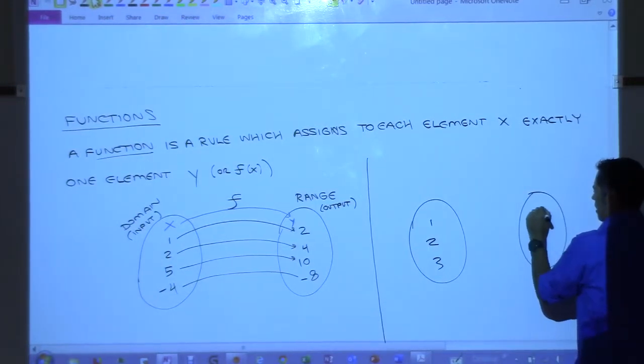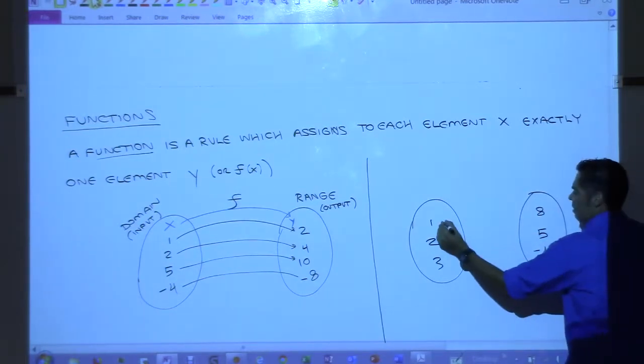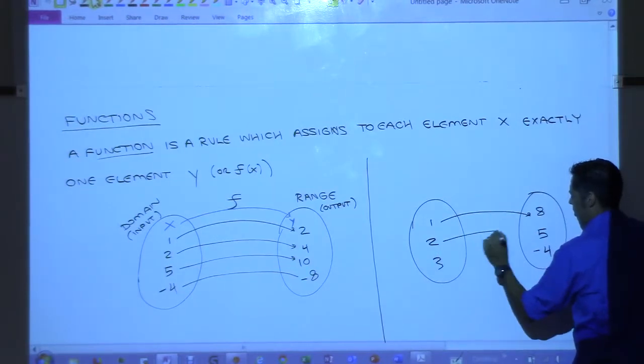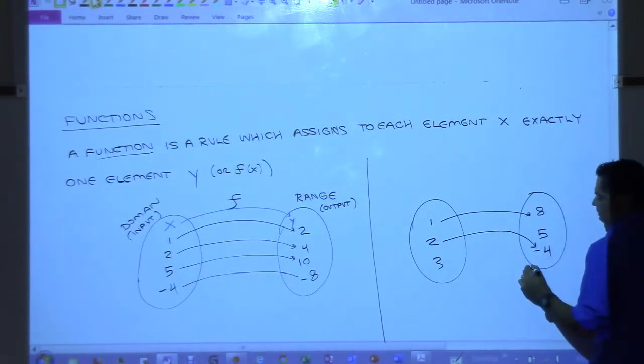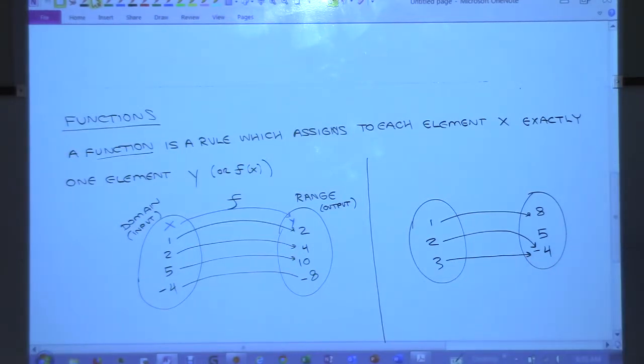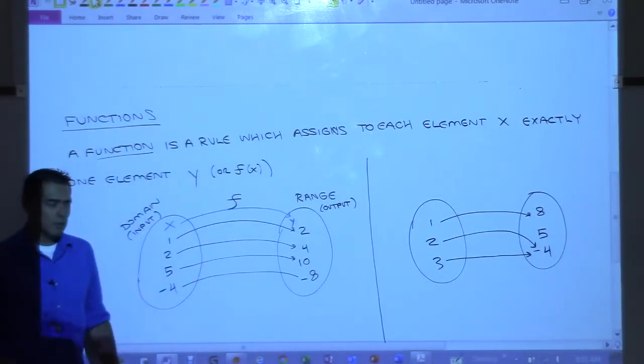How about I do 8, 5, and -4. All right, so there, that goes to -4, and this one goes to -4. So think about this. Is this a function or not? Yes. You're saying yes, I'm hearing some no's.